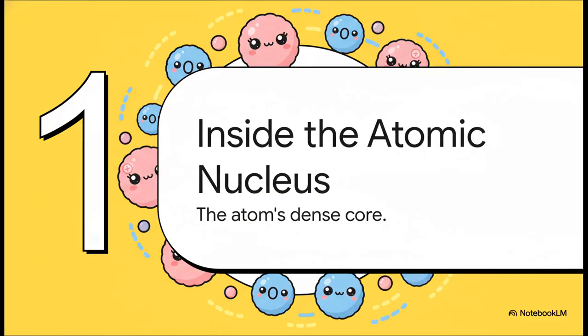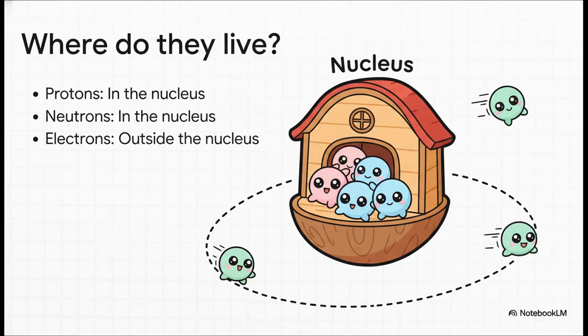Okay, first up, let's dive right into the atomic nucleus. This is the super dense core of the atom. Seriously, this is where most of the weight and the real action is happening. So, where do our three characters live? Well, the protons and neutrons, they're roommates, packed together right in that central nucleus. And the electrons, they're the energetic ones, just buzzing around on the outside of it all.